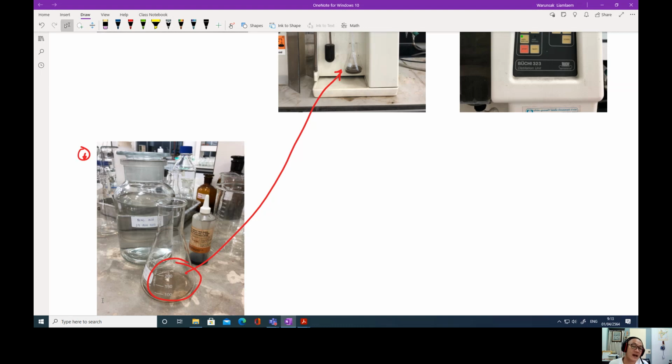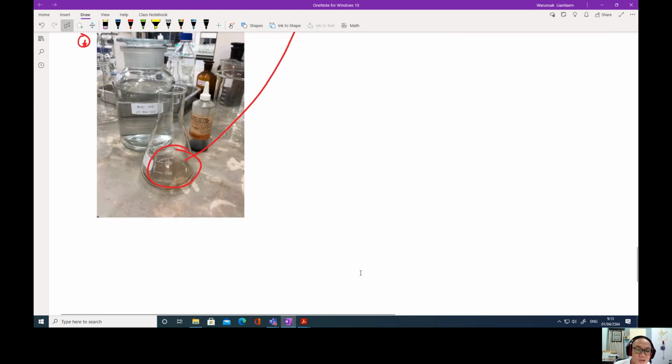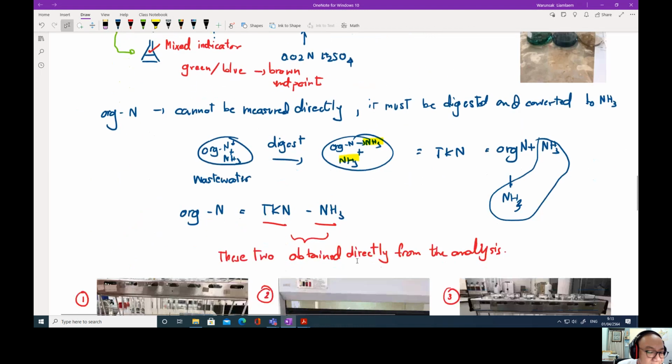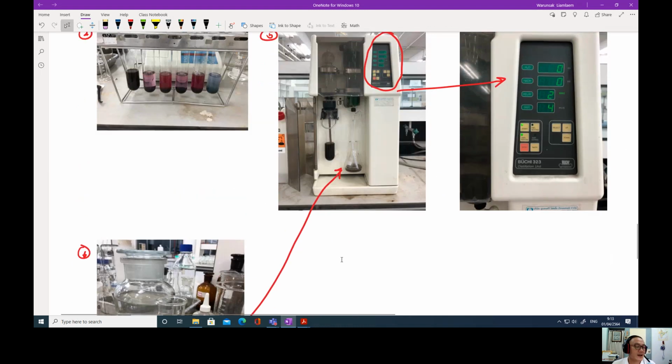So these are the methods that we use to measure the TKN and ammonia. And if we know these two forms, we will get the organic nitrogen accordingly. So this is the background information about the nitrogen determinations, the reactions, and how we can conduct these labs.